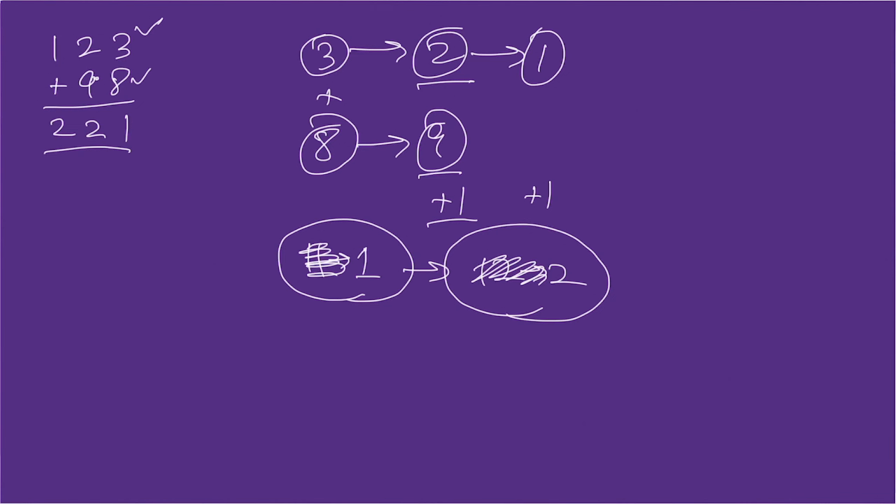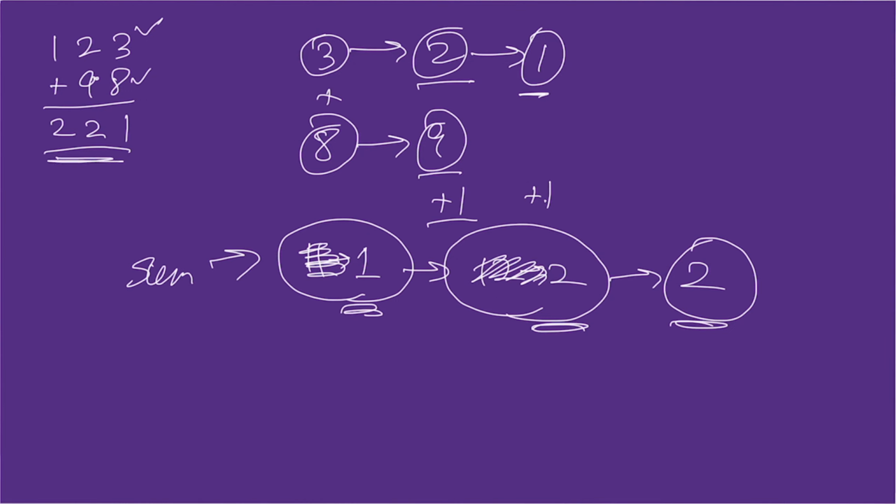And now when we add plus 1 carryover to this 1, we get 2 as the next digit that we need. And we point the previous 2 node to this new 2 node. And that becomes our sum again. And we can see we have 2, 2, 1, which is the same number as here.